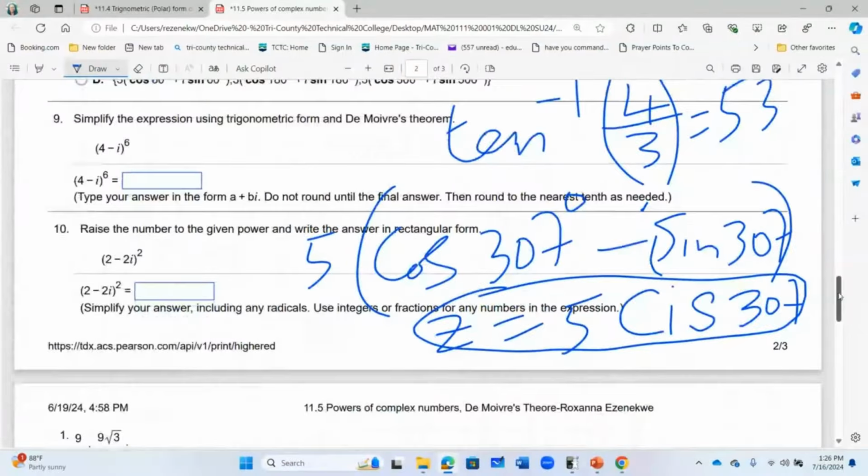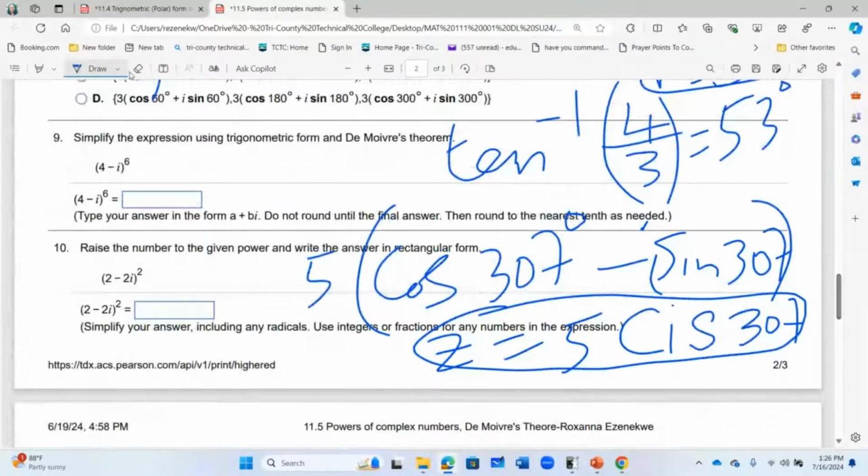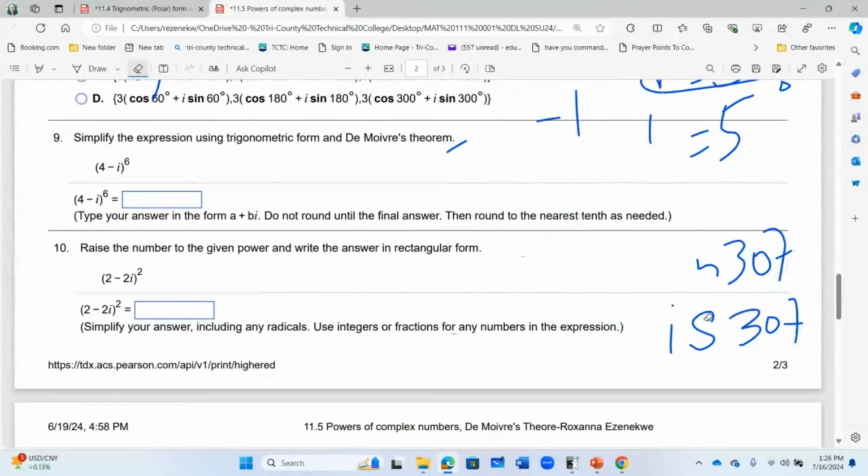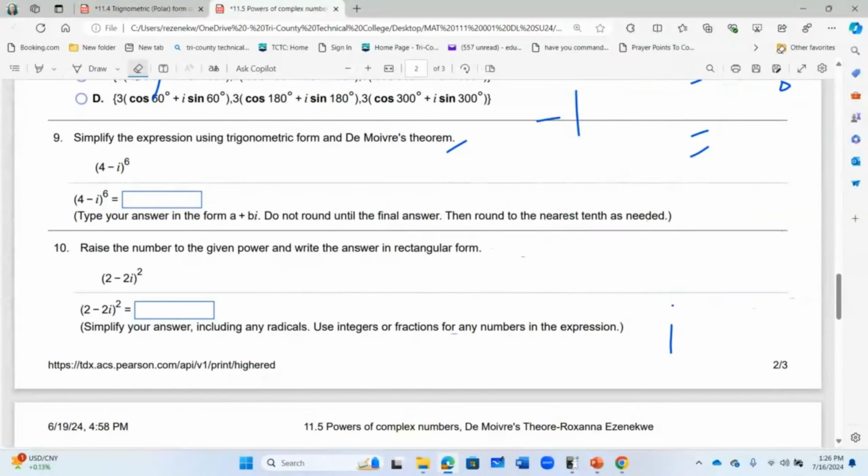So let's go to number 10. Number 10, we are doing powers. So let's work on powers. After we work on powers for some time, we get into De Moivre's theorem. De Moivre's theorem works on powers of complex numbers. All right, so the first thing I have to do is number 10.